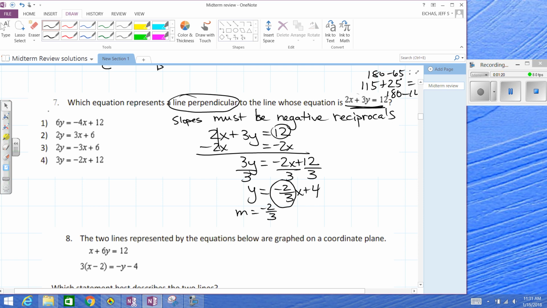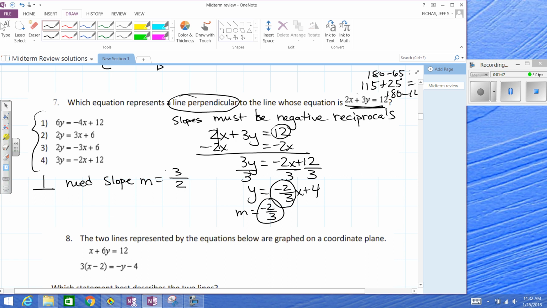Unfortunately, now I've got to take all these choices and figure out which one has a slope of, for perpendicular, positive 3/2. So negative reciprocal means flip the fraction, basically. That's the reciprocal. And then change the sign. It is negative, change it to positive.